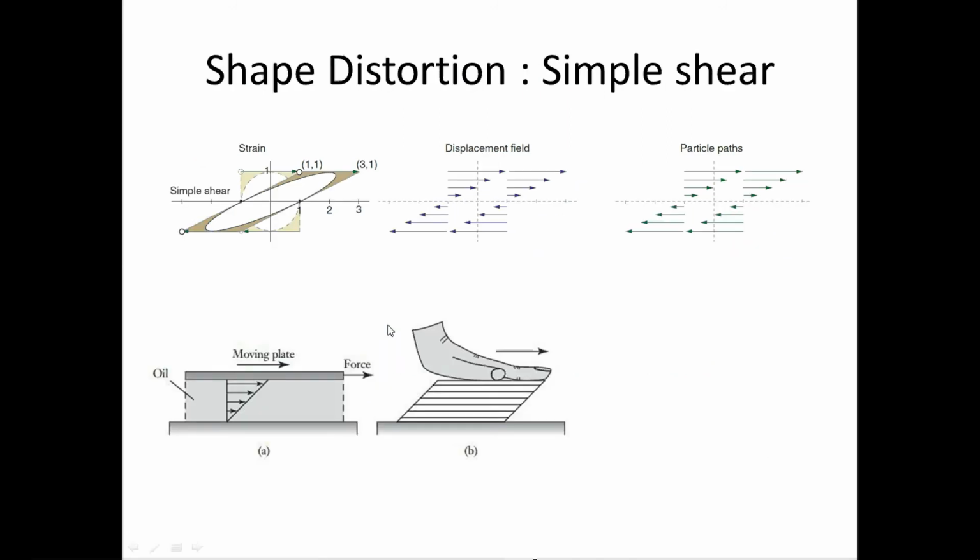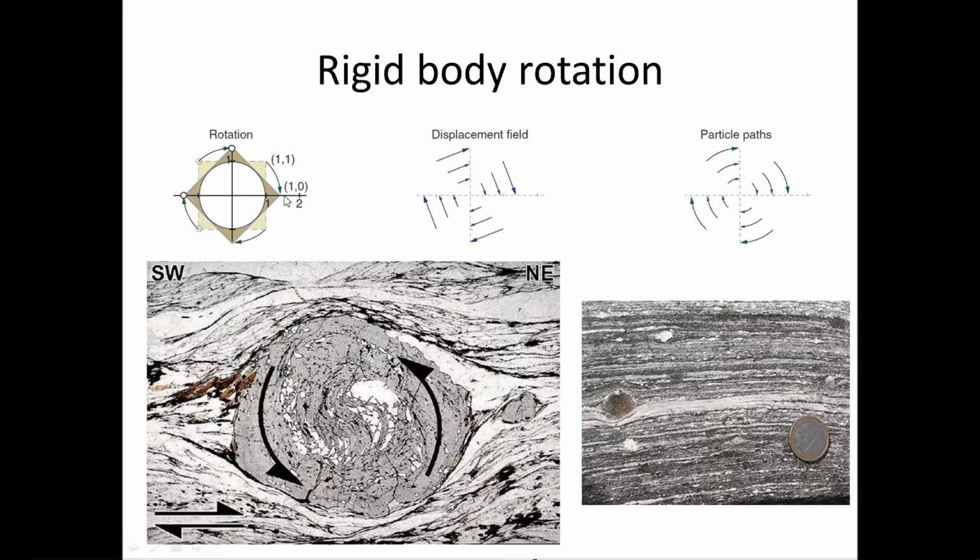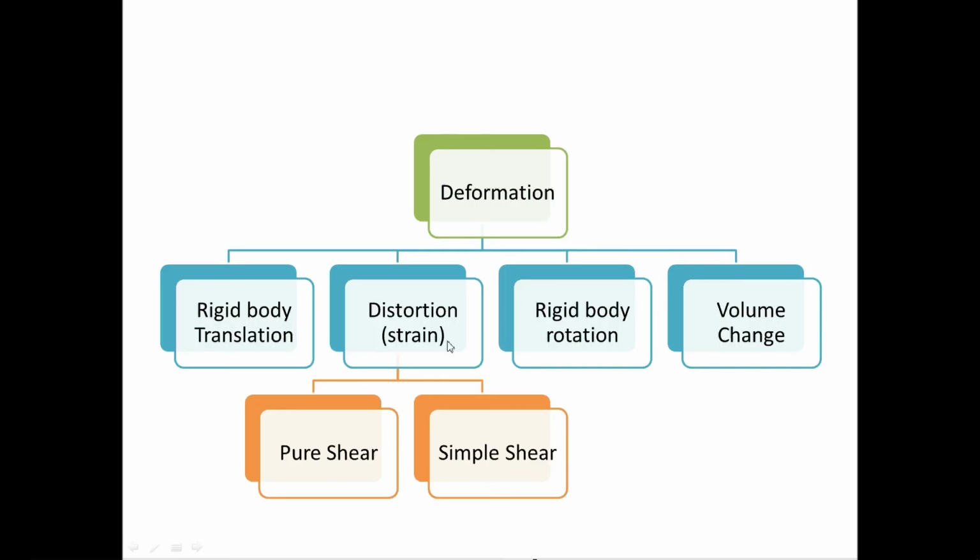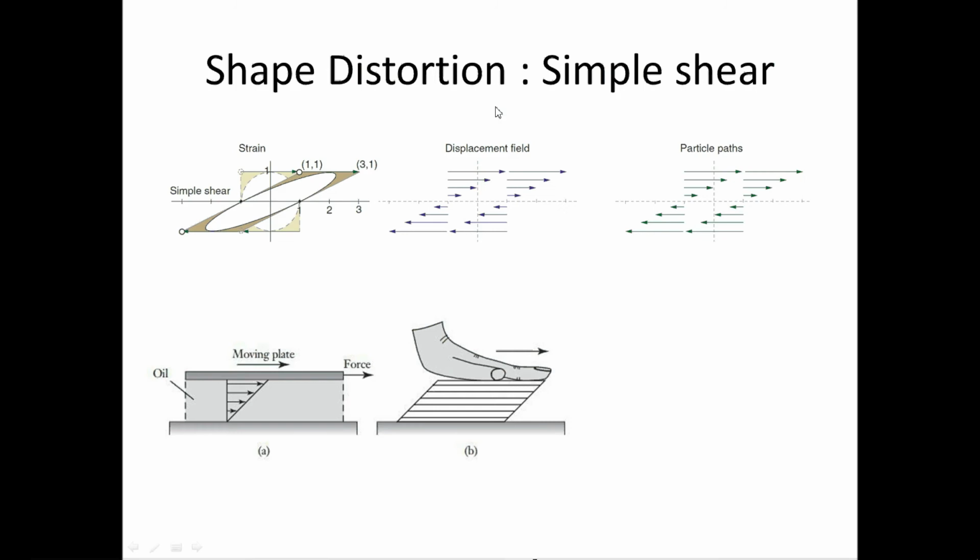Then we come to shape distortion, or simply distortion, or shear, we can say. As we can see from the flowchart diagram, distortion, or shape distortion, or strain accumulation, this kind of deformation can be subclassified into pure shear and simple shear. While discussing shape distortion, at first I am going to talk about the simple shear.